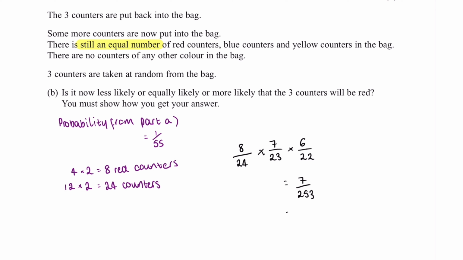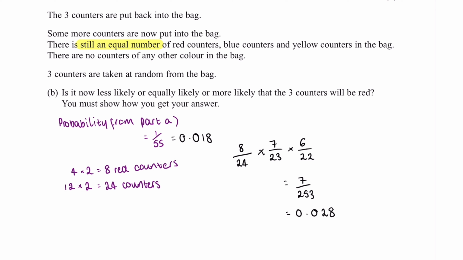And if we convert this to a decimal, this gives us an answer of 0.028. Now 1 over 55 as a decimal is 0.018. And it's useful to have both of our answers in decimals so that we can compare them. So as you can see, 0.028 is greater than 0.018. So therefore, we are now more likely to choose out 3 red counters.